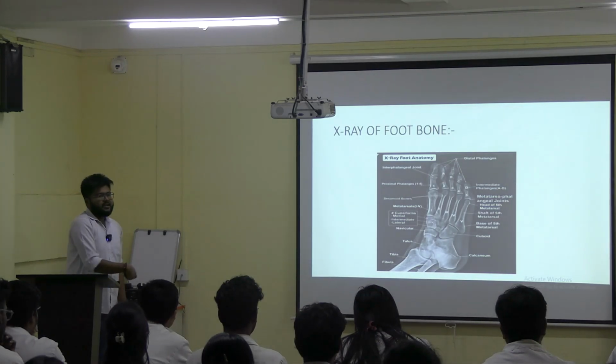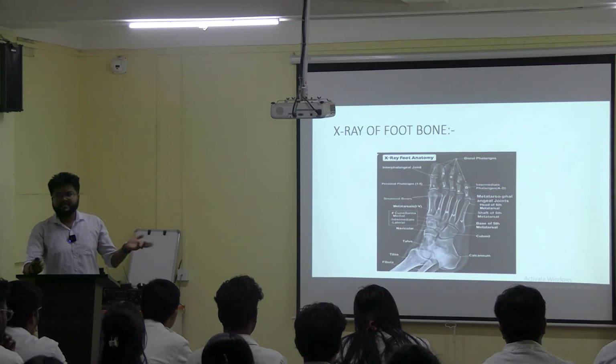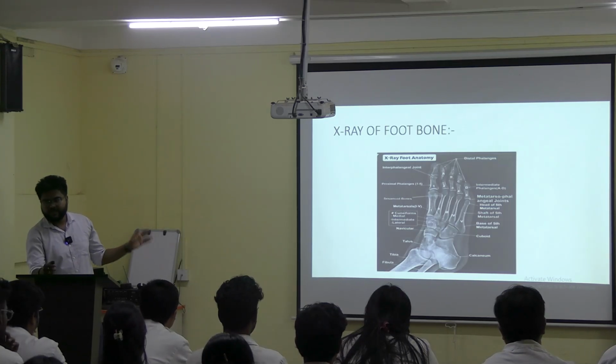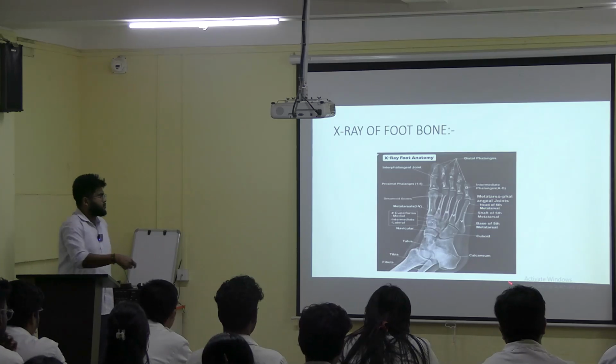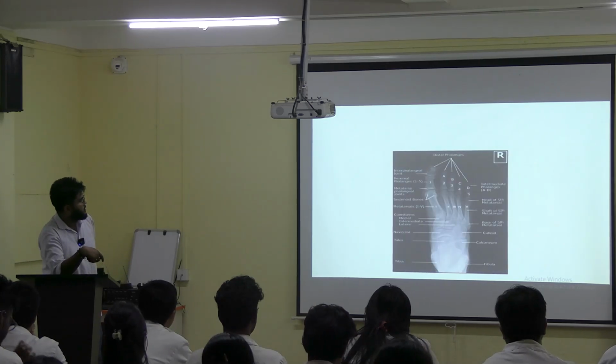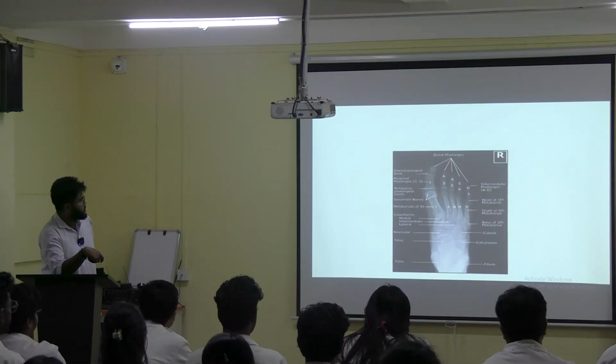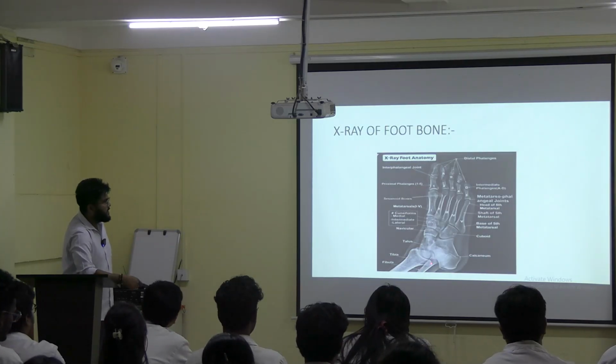Next is your X-ray of the foot bones. Previously, I told you all the names of the foot bones. Just remember the names. That's enough. So this is the AP view, and this is the lateral view or side view. So now identify, this is the calcaneum bone.